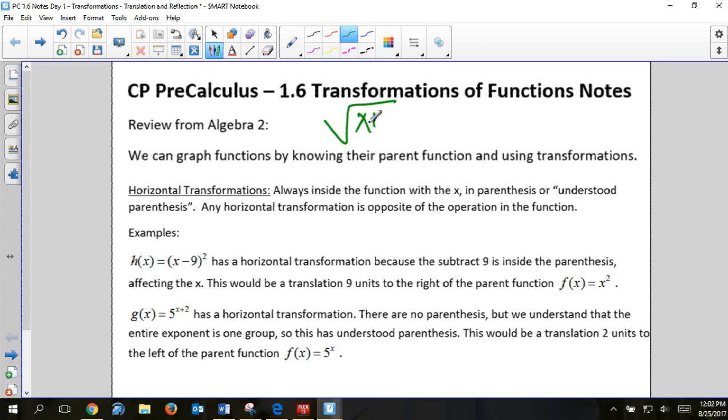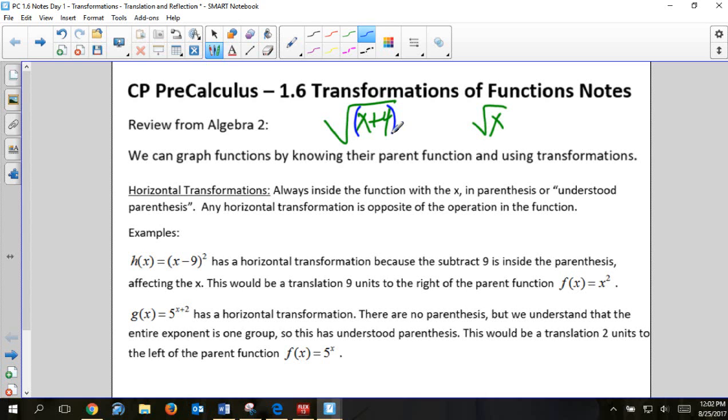So if I see a function like square root of x plus 4, what's my parent function for square root of x plus 4? Square root of x is the parent function. Do you see how that plus 4 is inside of that square root? Another way you could think about it being inside is there's usually parentheses, but they don't always have parentheses. This one doesn't have it, but they're understood parentheses. Like here, if I'm doing the square root of x plus 4, it's understood that the x plus 4 is all underneath that square root. So anything that is in parentheses or inside the parent function is horizontal.